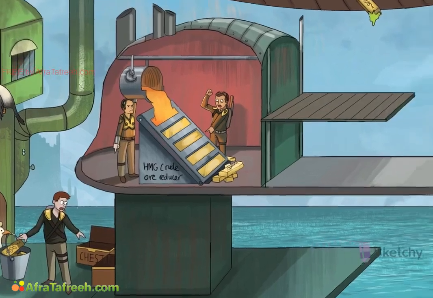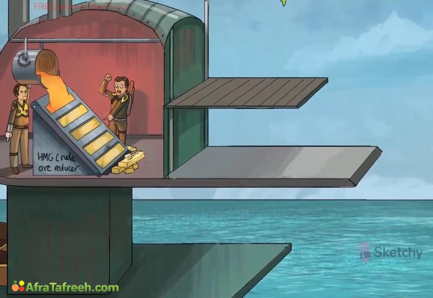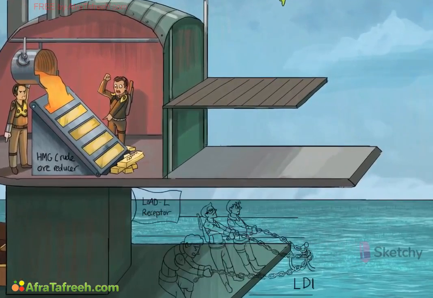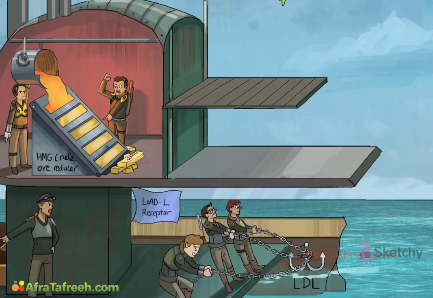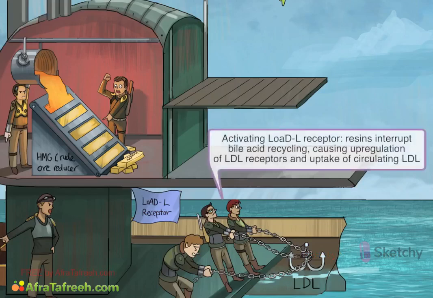Here's the good news though. Besides ramping up endogenous cholesterol synthesis, the liver also upregulates the number and turnover of LDL receptors. This enhances the clearance of LDLs from the circulation as the liver utilizes the cholesterol on board these LDL vessels for continued bile acid synthesis.